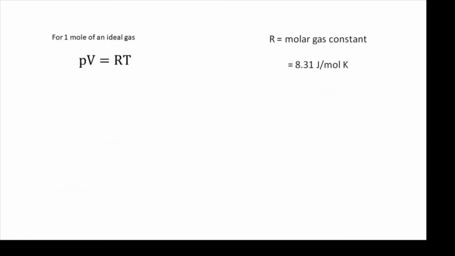Okay, now for 1 mole of an ideal gas, if we're saying that PV is proportional to temperature, then PV equals a constant times temperature, and that constant is called the molar gas constant. And we can find a value for it experimentally. It's 8.31 joules per mole Kelvin. PV equals RT for 1 mole of an ideal gas.